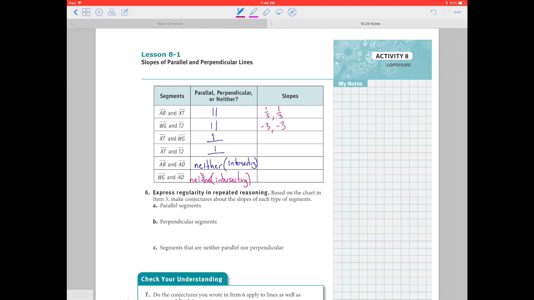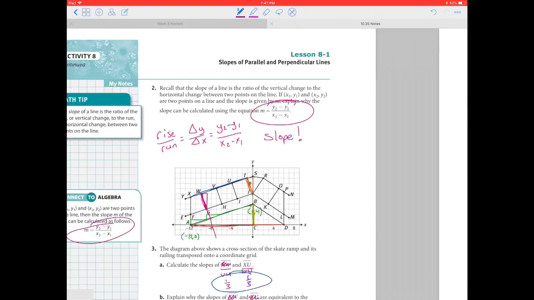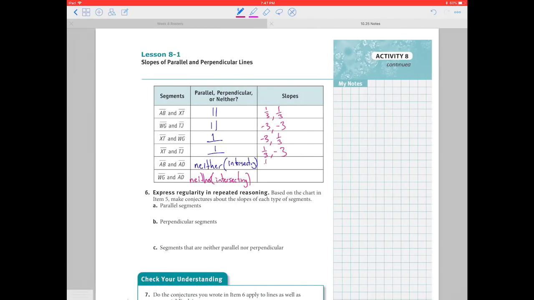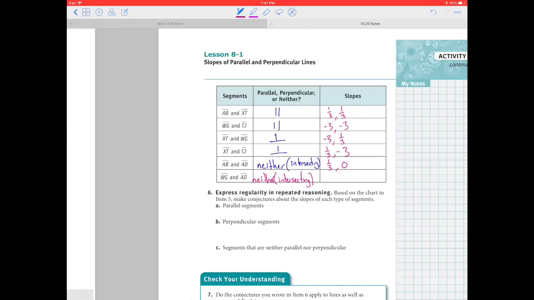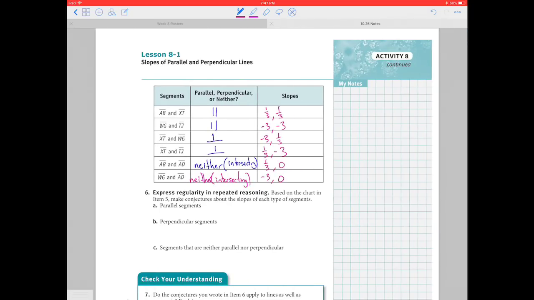So now if we look at the slopes, these were 1/3 and 1/3. These were -3 and -3. These were -3 and 1/3, 1/3 and -3. AB and AD was 1/3 and 0. WG and AD was -3 and 0. So if we look for our patterns now, parallel lines appear to both have the same slope. So parallel segments or lines have the same slope. And that's also what we said, that line segments, if they're on the same line, also have the same slope.